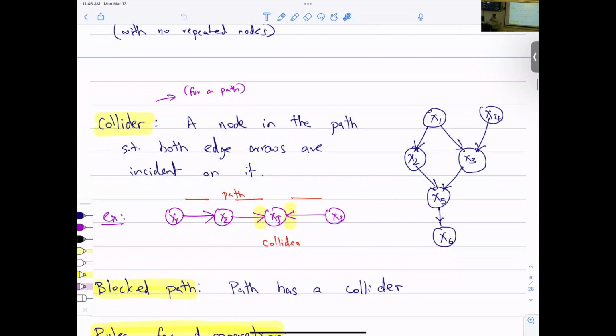I'm saying more than that, because for X2 to X3 there's no directed path here, but they are not d-separated. So it's not only about directed paths, it's about lack of colliders.